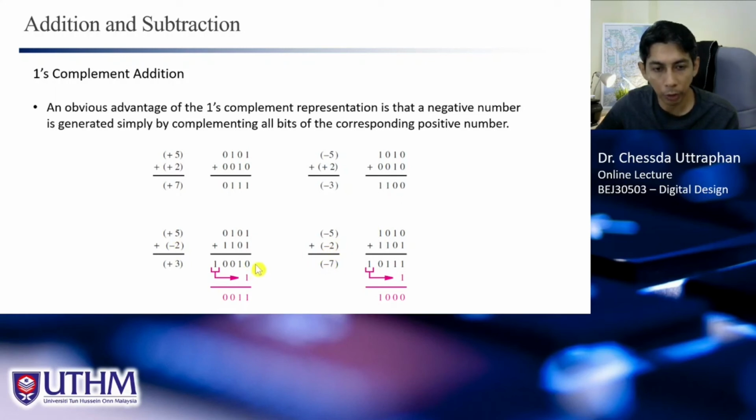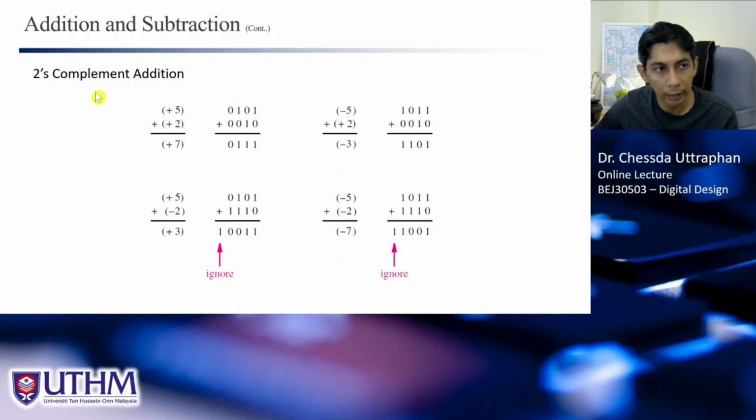right? But the problem is that when it comes to this combination, we need to add another one. It means that the hardware looks complicated, right? We need to have 2 additions here, but this one no need, this one no need, but this one we need. Maybe we need to have another option. So let's look at the second complement addition.